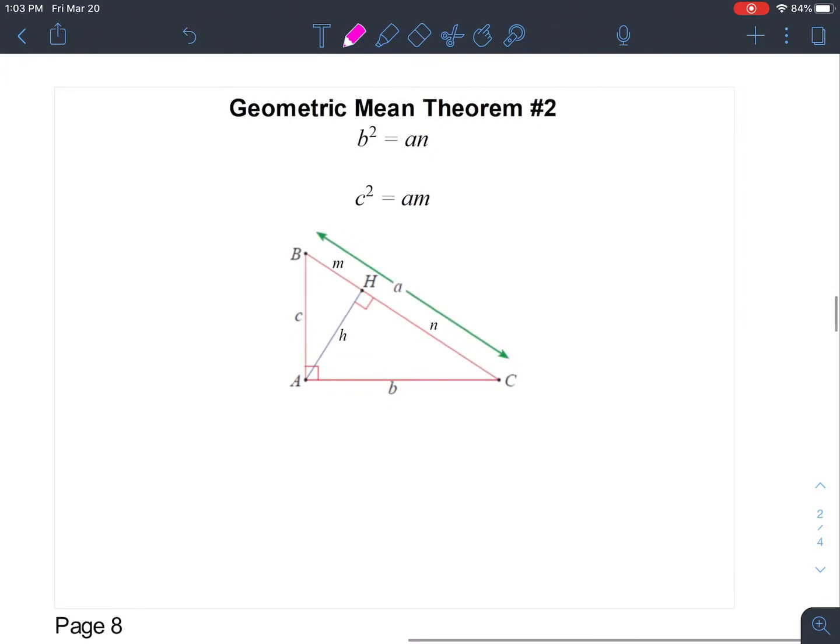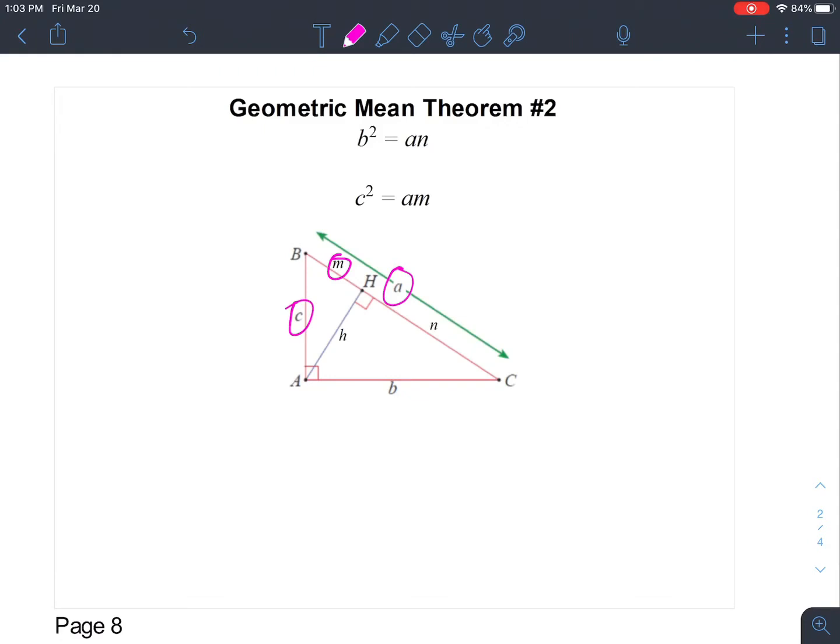Now we have another theorem then, and I'm not going to go through the proof for this, but we will be using these formulas as well, and you do need to remember them. So the first one is that b squared is going to be equal to a times n. And then the second one that we are going to use is that c squared is going to be equal to m times a, or as I wrote, am.